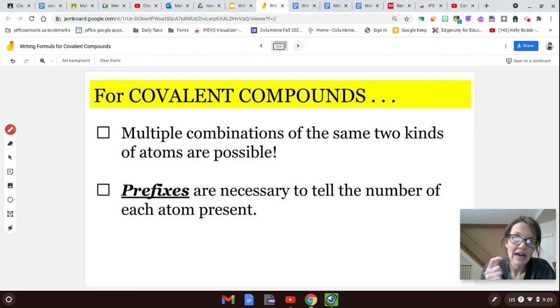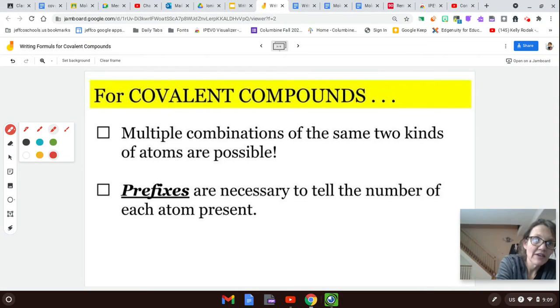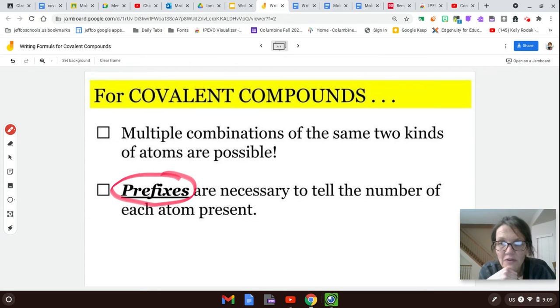Again, when we dealt with ionic compounds, there was only one possible combination to get that perfect ratio to make a neutral compound. In covalent compounds, there are lots of options, so we have to specify the number present in the name. And the way we do that is by using prefixes. This right here, a prefix. Remember that prefixes are words that go in front.